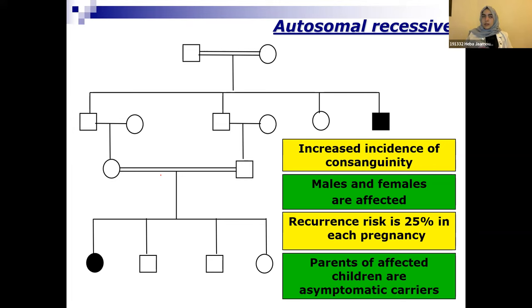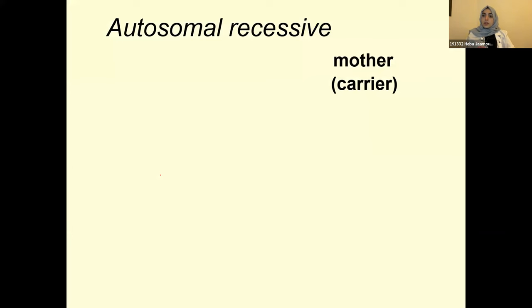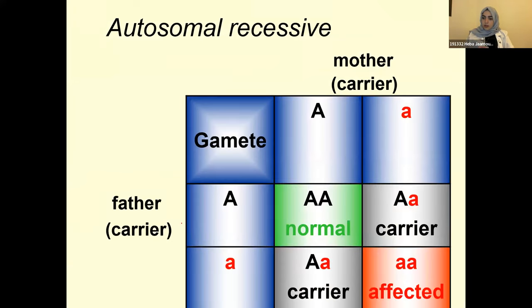Carriers means that they have one affected gene and one gene that's not affected, and they do not show the disease. They themselves do not have the disease, but they can pass it because they are carriers, okay? Let's look at the pattern with autosomal recessive. Let's say we have a mother that's a carrier and a father that's a carrier. So capital A small a, capital A small a. They can have one normal offspring, two carriers, and one affected, okay?